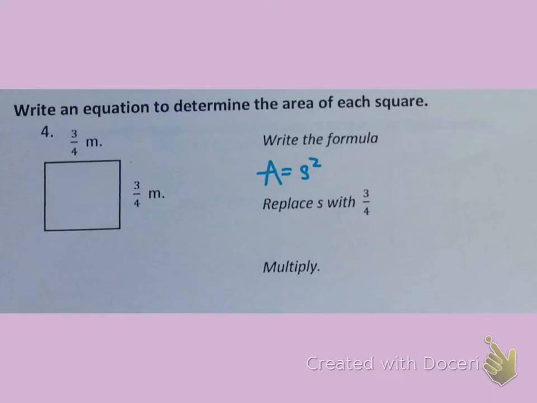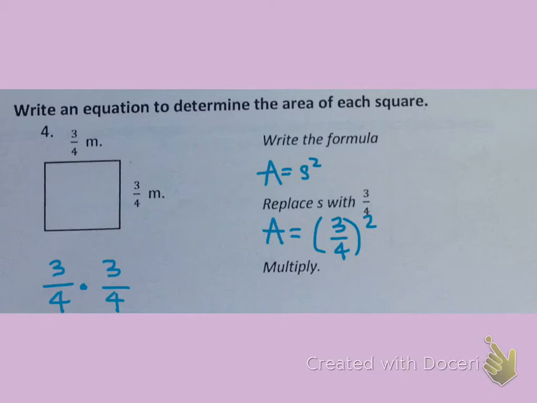So now we can rewrite the formula and replace the s with 3/4. So we're doing 3/4 squared. And we multiply. Now remember, squared means we're just doing something times itself. So I'm going to do 3/4 times 3/4.